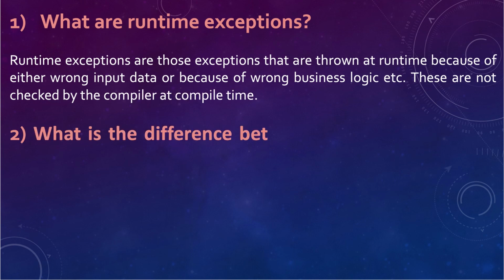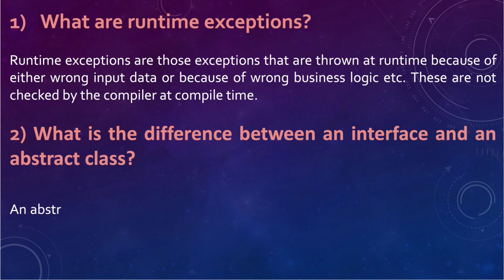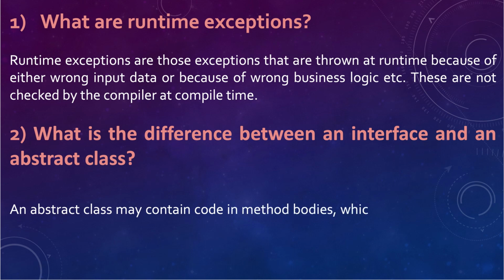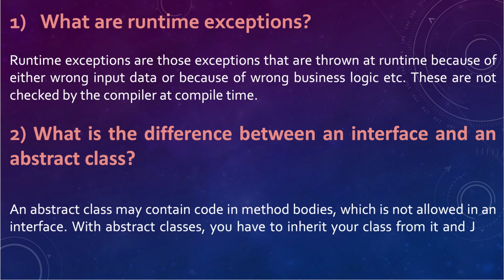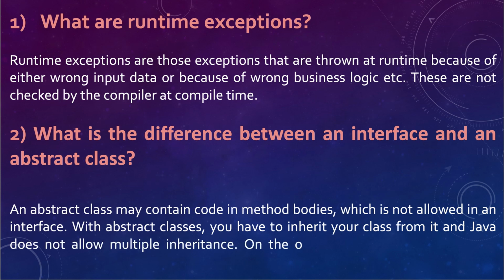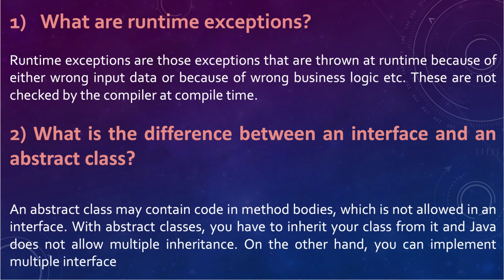What is the difference between an interface and an abstract class? An abstract class may contain code in method bodies, which is not allowed in an interface. With abstract classes, you have to inherit your class from it, and Java does not allow multiple inheritance. On the other hand, you can implement multiple interfaces in your class.